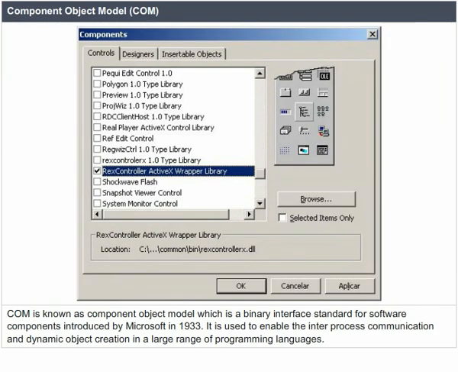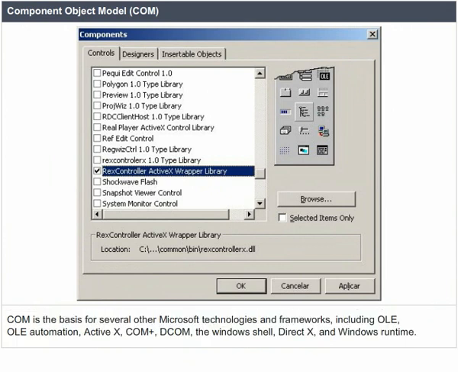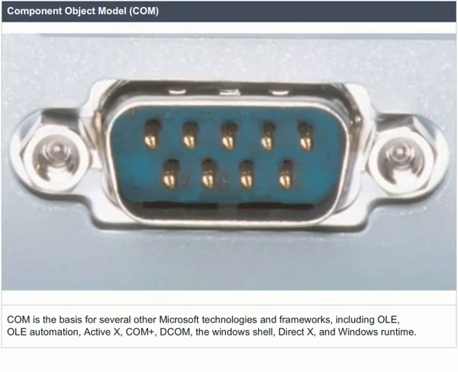Component Object Model, COM. COM is known as Component Object Model, which is a binary interface standard for software components introduced by Microsoft in 1993. It is used to enable inter-process communication and dynamic object creation in a large range of programming languages. COM is the basis for several other Microsoft technologies and frameworks, including OLE, OLE Automation, ActiveX, COM+, DCOM, the Windows Shell, DirectX, and Windows Runtime.